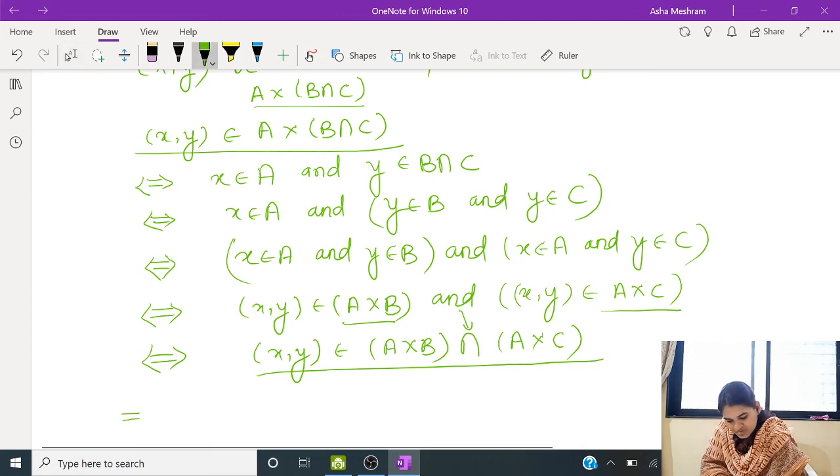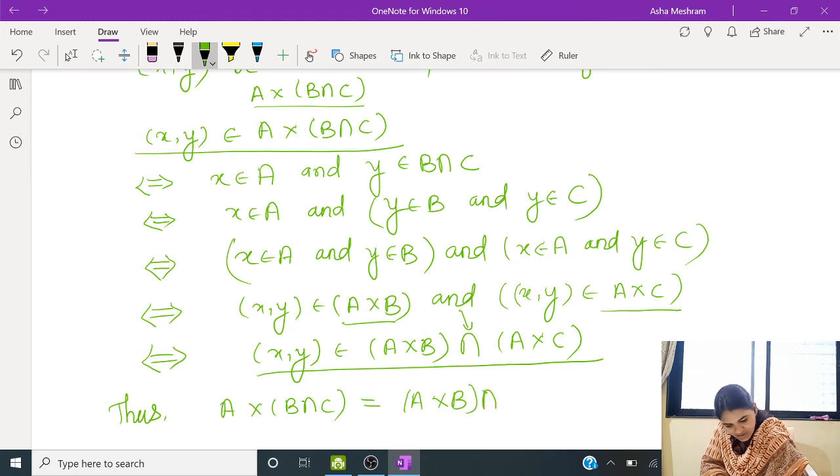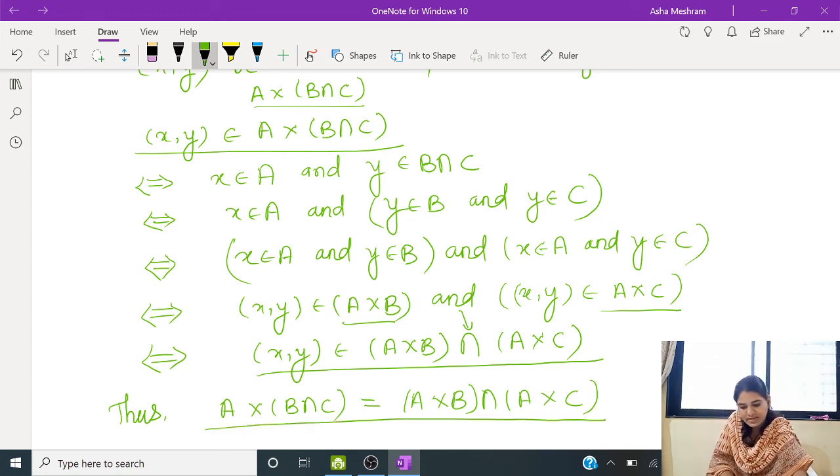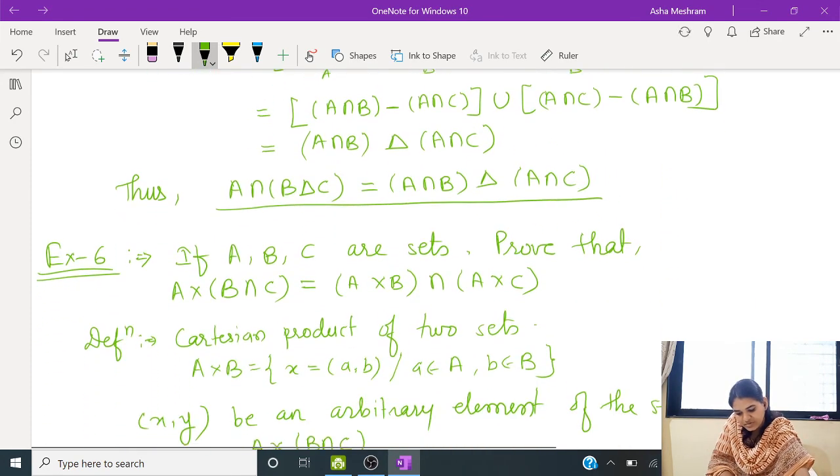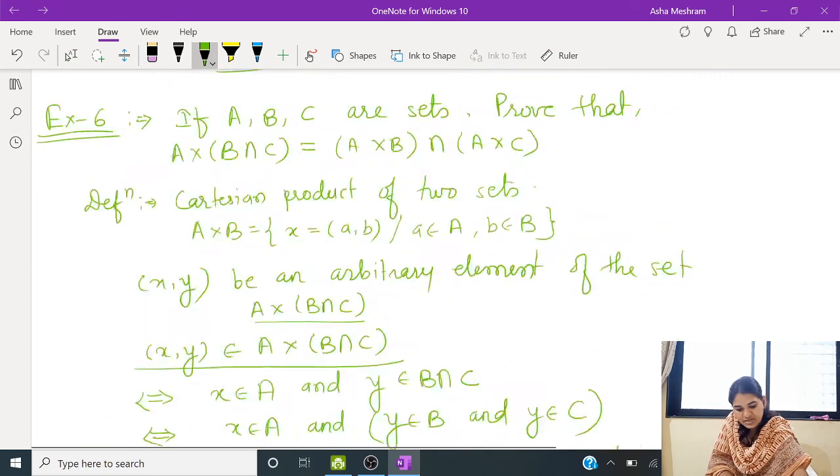So this gives, thus, A cross (B intersection C) is equal to (A cross B) intersection (A cross C). So this is all we have proved. We have taken not 5, but 6 examples in this part.